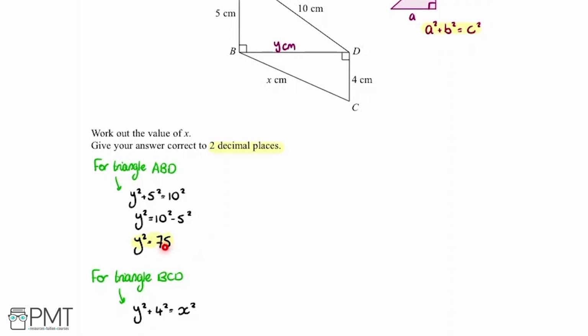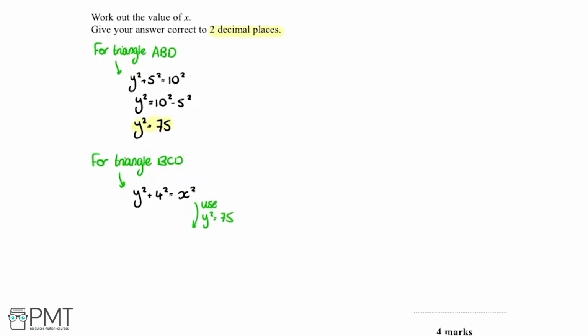So we can sub that in, and we can see why we didn't square root this, because if we did, we'd just have to square it again. So using y squared equals 75, we're going to have 75 plus 4 squared equals x squared. And if we work out what 4 squared is, that's 16. So we've got 75 plus 16 equals x squared. And if we add these together, that's 91. So I'm going to write it the other way around so it makes a bit more sense. We've got x squared equals 91.